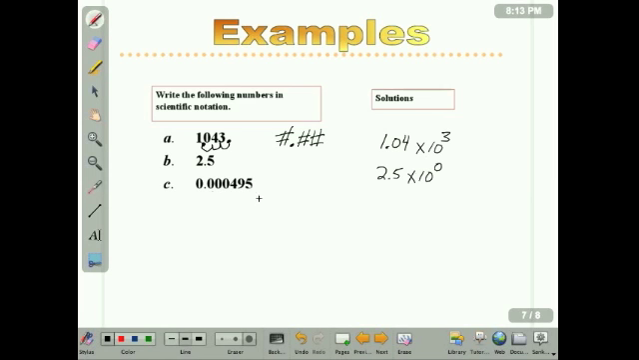Since my number is less than 1, I know that my exponent is going to be negative. 1, 2, 3, 4 places. It becomes 4.95 times 10 to the negative 4th power.